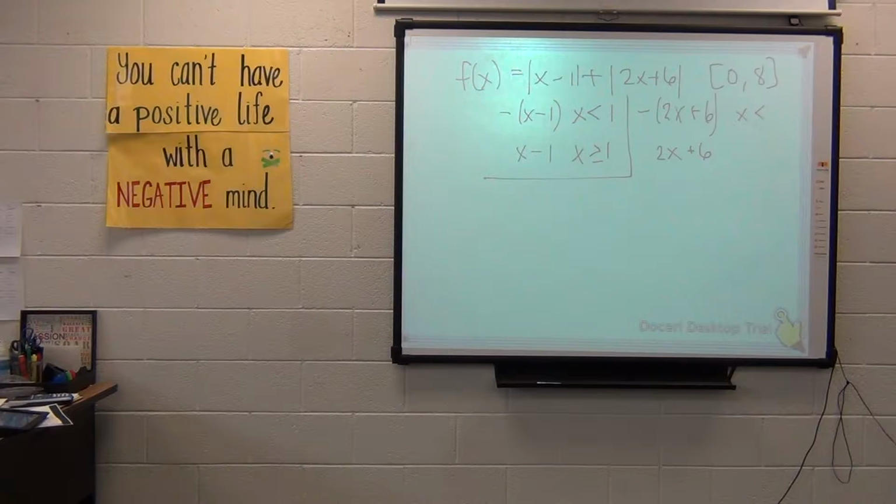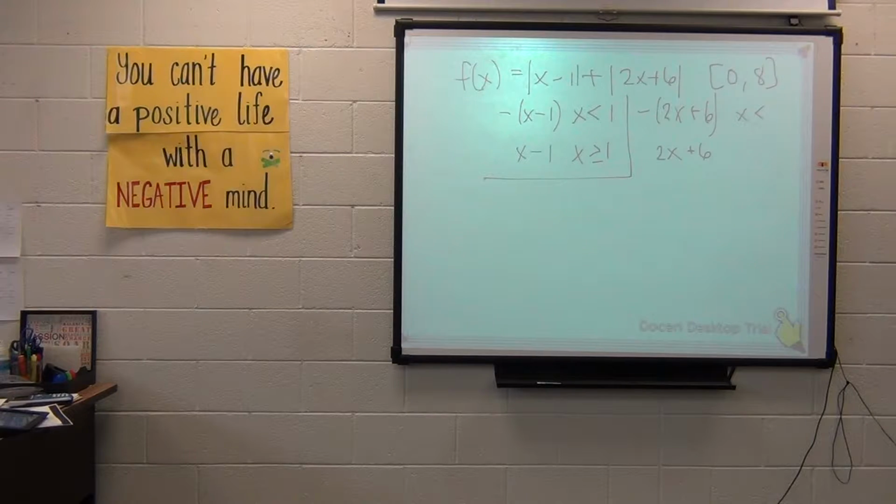Guys, everything I do with these piecewise functions and absolute value is visual for me. I'm imagining that V, because that's where this piecewise function comes from. I have a linear function going in one direction and a linear function going in the other direction. This one's going negative, this one's going positive. That's where this piecewise function comes from.